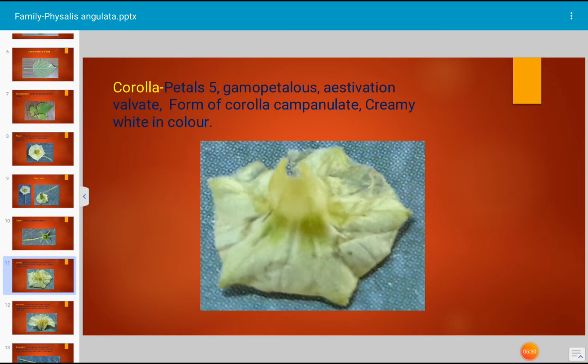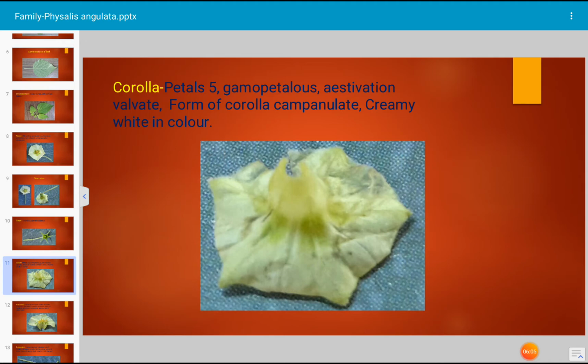Aestivation, the arrangement of the petals in the flower. Aestivation is valvate. What is valvate aestivation? The edges of the sepals or petals touch each other but do not overlap. Such arrangement of the petals or sepals is described as valvate arrangement. The color of the corolla is creamy white, and the form of the corolla is bell shaped, or campanulate.